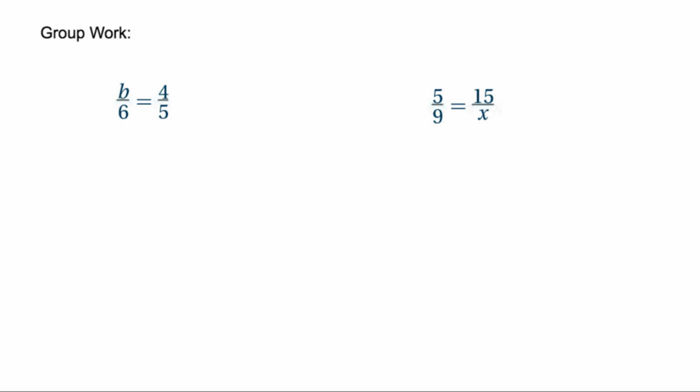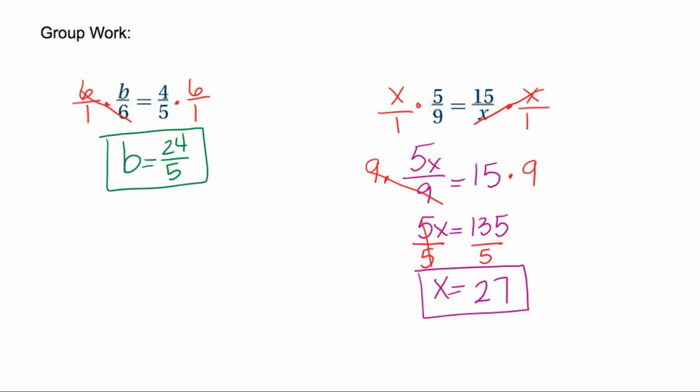All right, let's go ahead and look at the answers to these. Again, the second one's a little more challenging because you had your variable in the denominator. So the first one, multiply both sides by 6 over 1. So you get 24 over 5. And again, if you change that to 4 4/5 or 4.8.